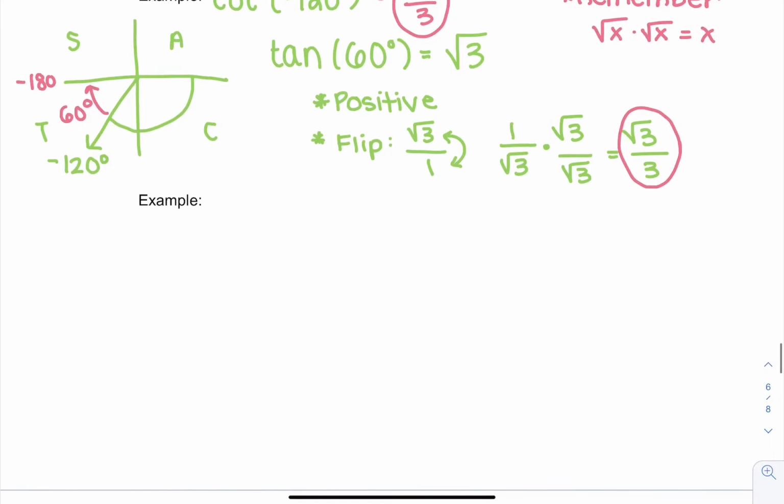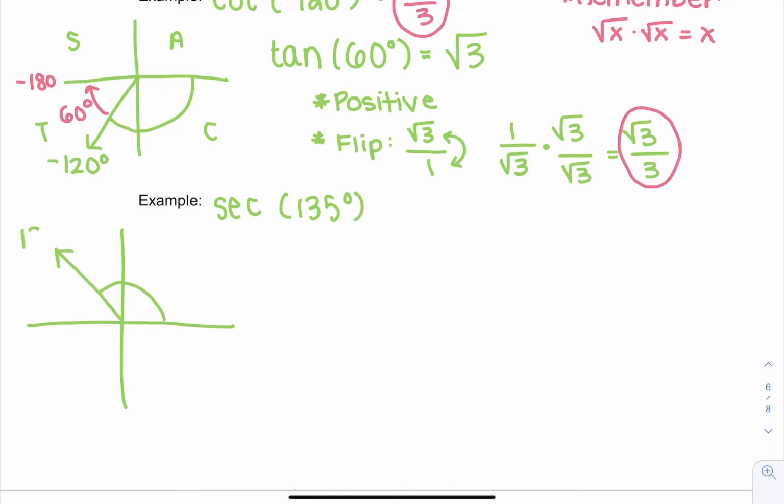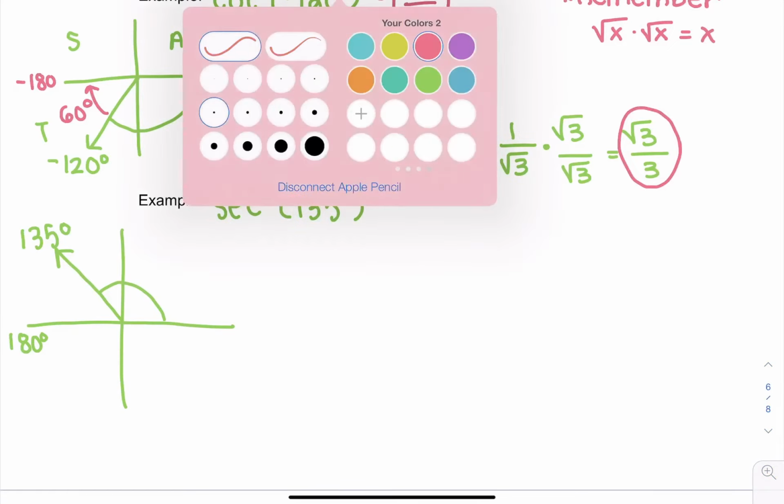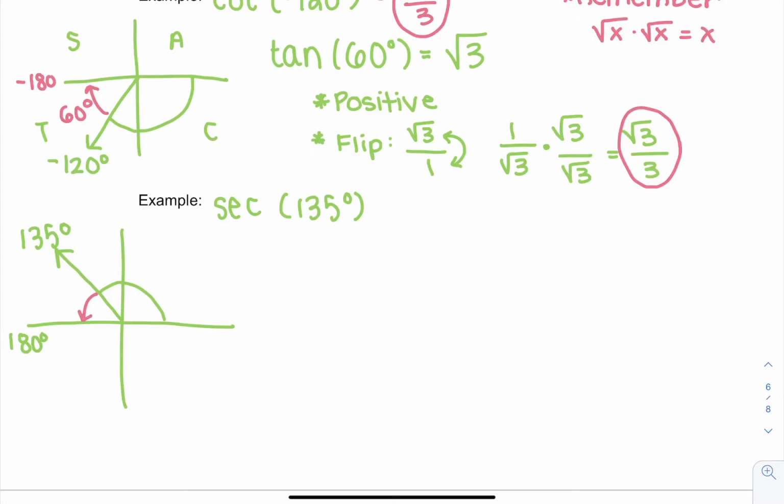Let's try one more. Let's try secant of 135 degrees. Let's first figure out where 135 degrees is. I know if I go here, I'm at 90. If I go here, I'm too far because that's 180. So instead, I'm just going to go a little bit. This is 135 degrees. Remember, if I get to the x-axis, that's 180. So the difference is our reference angle. So right here is our reference angle. That reference angle is 45 degrees.